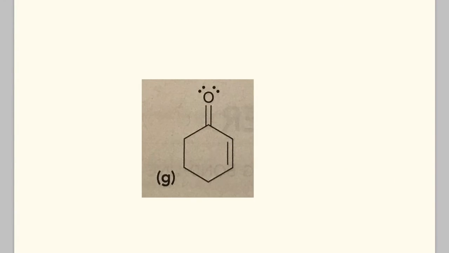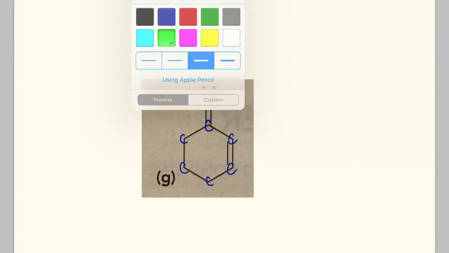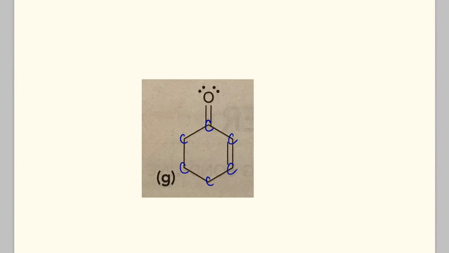Here's letter G. So remember, any intersection and any bend in the chain is going to be a carbon atom. And then we want to count the bonds and add any missing hydrogens. So carbon always wants to have 4 bonds. So we're going to need 2 additional bonds to hydrogen here, 2 additional bonds to hydrogen here.